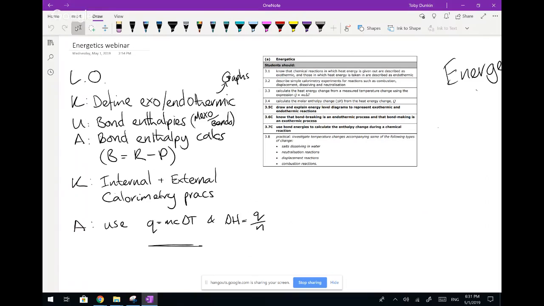We're going to be defining exothermic and endothermic. And you can see from my little arrow that I'm going to be having a look at the associated graphs that go with this. Hey, Weijie, thanks for coming.